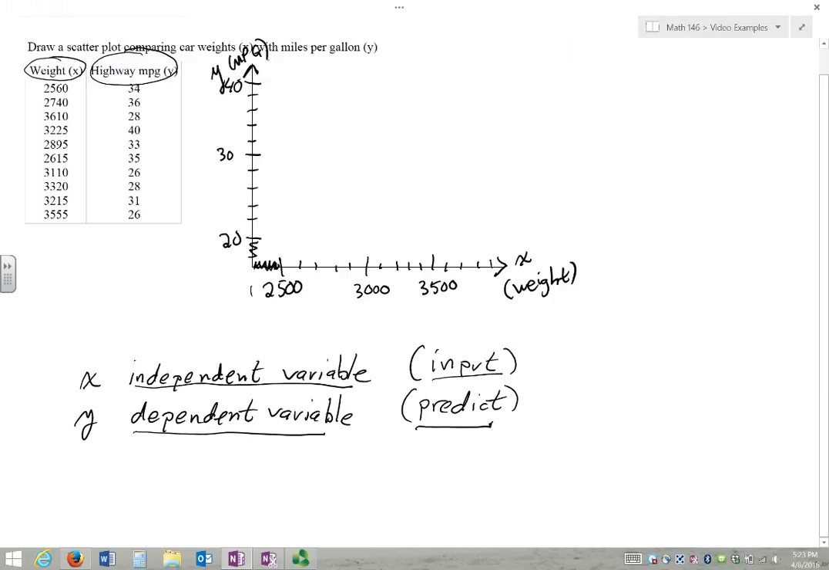Okay, so I'm going to take these 10 data points, and it's hard to be really accurate. We don't have a grid here, and the scale is only approximate. But we start with 2,560 and 34, so we're going to plot it as any other XY point. So 2,600 and 34. Those are going by 2s. 2,740. So 27 roughly in here. That's going to be 36.